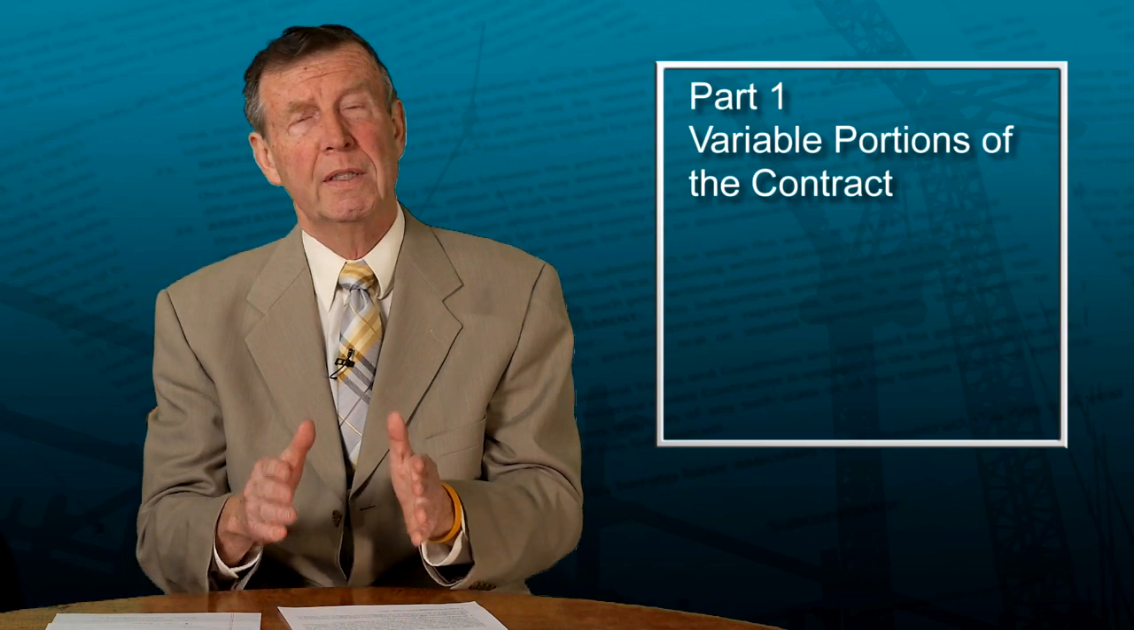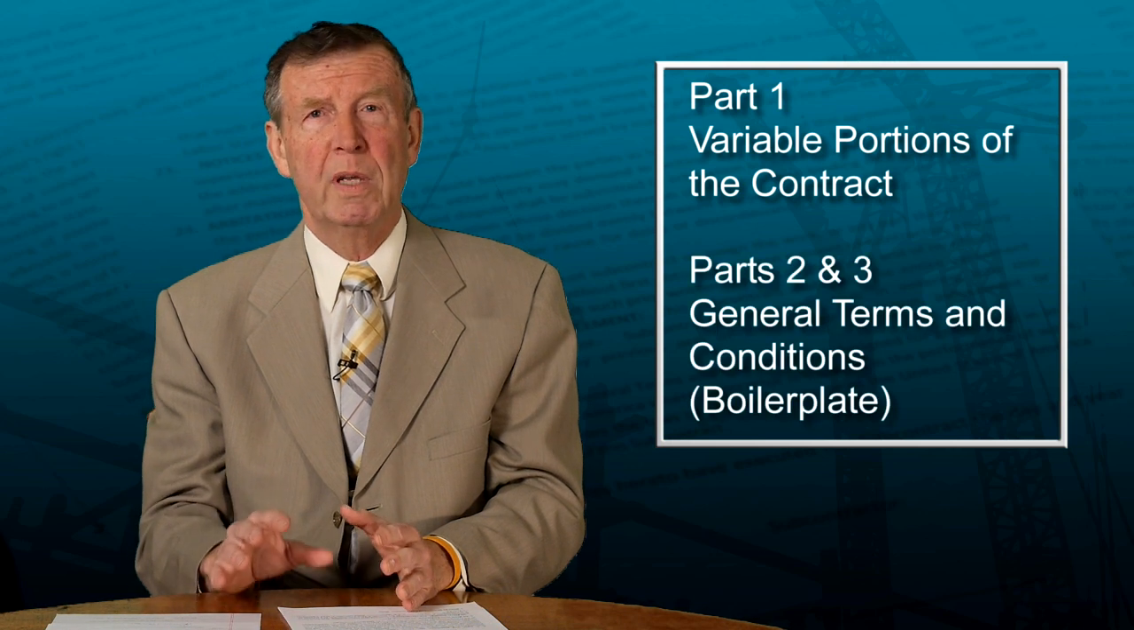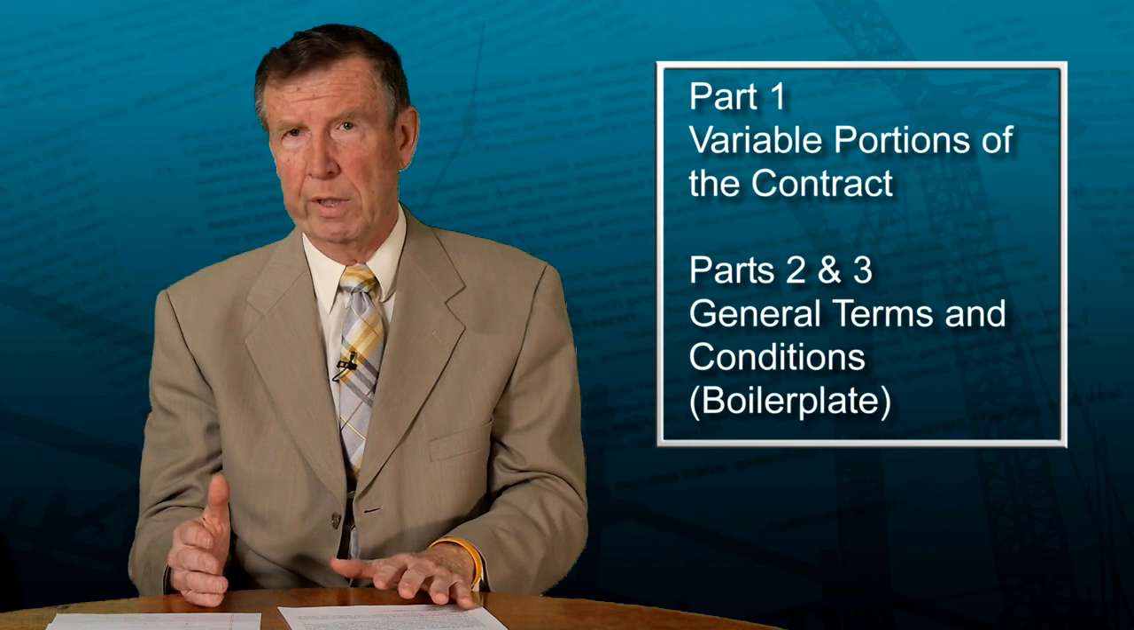The first part is going to be about the variable portions of a contract. The second two will be about the general terms and conditions, or what we sometimes refer to as boilerplate. So let's first get into those variable parts. Now, initially we might think this is the exciting part of a contract, and it is a very important part, but not necessarily the most important. So parts 2 and 3 will be equally important. But let's first look at these and find a new way of perhaps reading a contract.